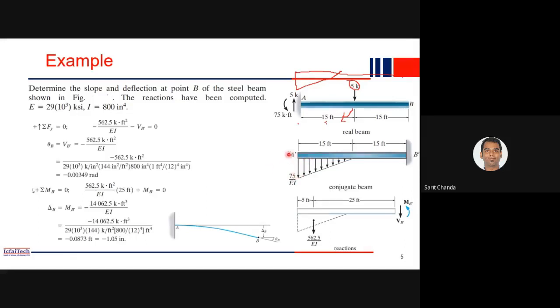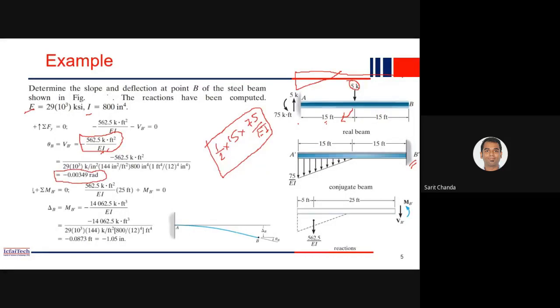If you compute half into base into height, let me just write it here. So area will be half into base, 15 feet, into height, 75 by EI. If you compute this value, that much is the shear force acting at this point, V B dash. Right? Now if you substitute the E and I values, which are given to us, you will get the final expression.